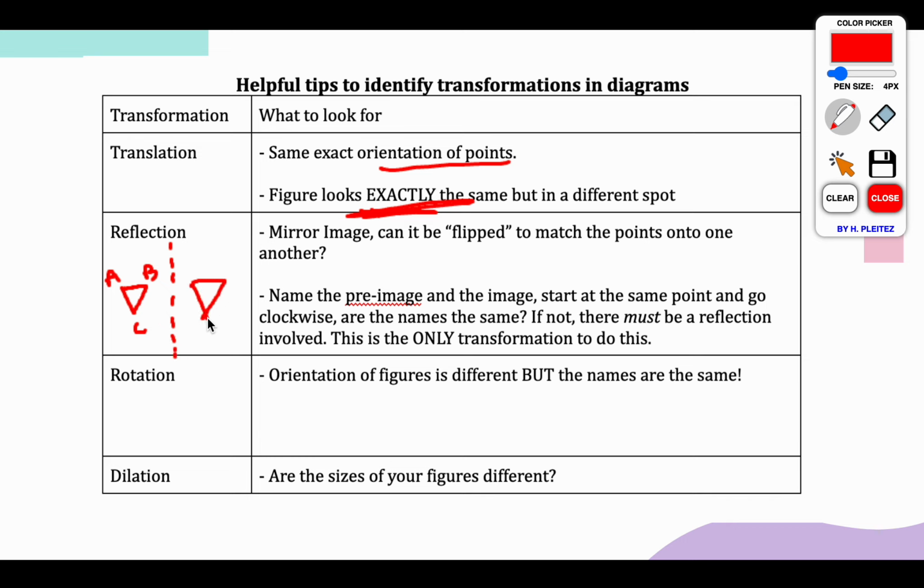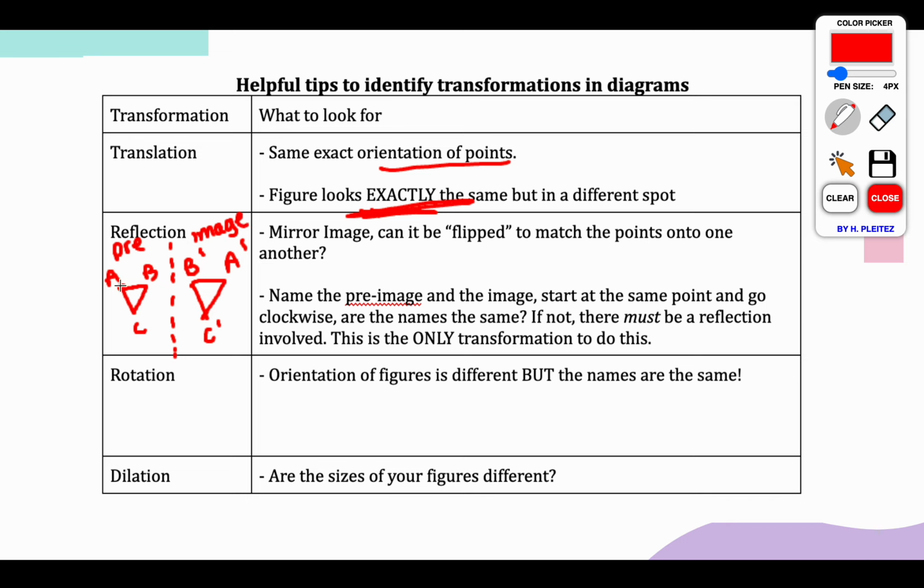When we actually draw our points in, it's going to look something like this, right? Now, naming the pre-image and the image, right? This is our pre-image and this is our image. Naming the pre-image and image are going to really help with this because this is the only transformation where this is going to happen.